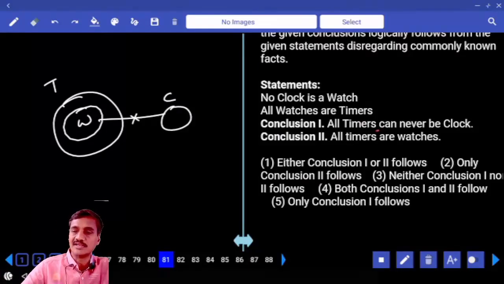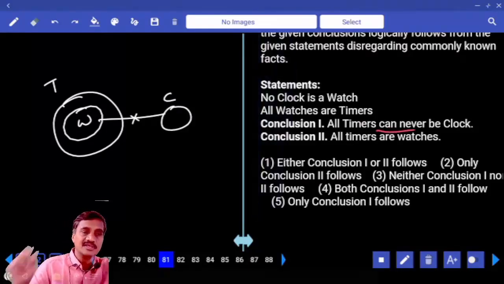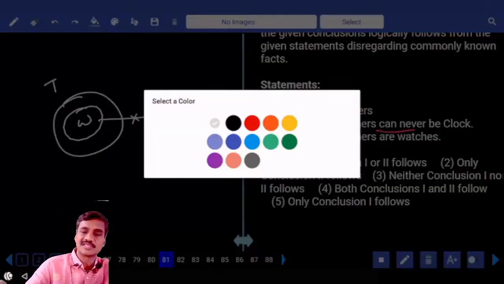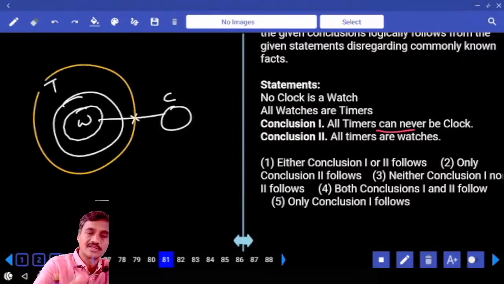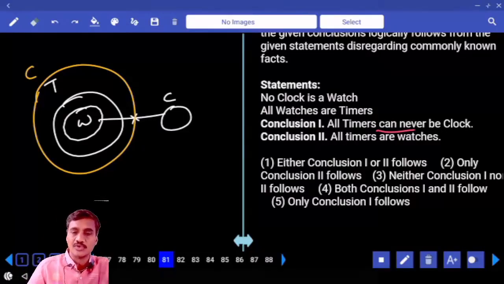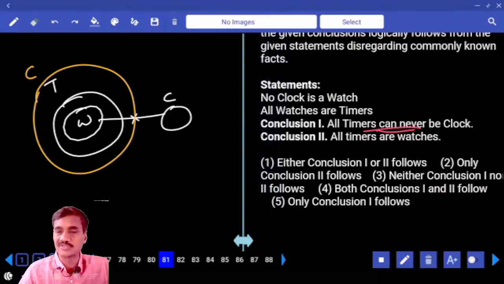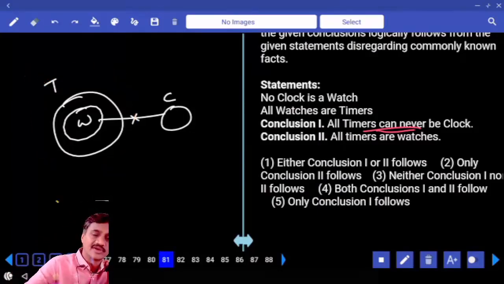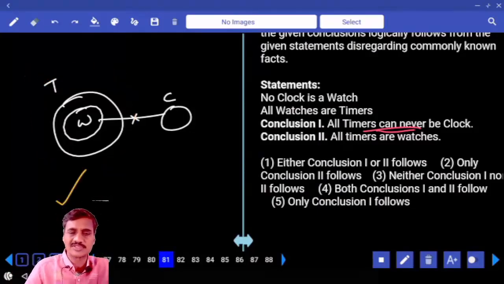First one, all timers can never be clocks. Now we need to check whether all these timers can be clocks or not. Check whether it is possible to write it like this or not. If you write like this, then no clock is a watch will become false, and the statement becomes invalid. Hence it is not possible for me to write all timers under clock. Hence whatever he said is true or false? Definitely true. And coming to the second one, all timers are watches, that is false. And so only conclusion 1 is true.